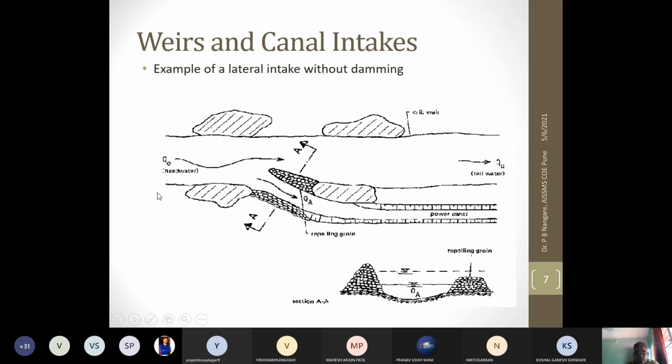Without damming effect, this is the headwater. The head of the water is raised up, and water is passed through this power canal. And this is the actual section of the river. Either you have to utilize the storage structure or the overflow section, just like a spillway, and you divert the flow here.